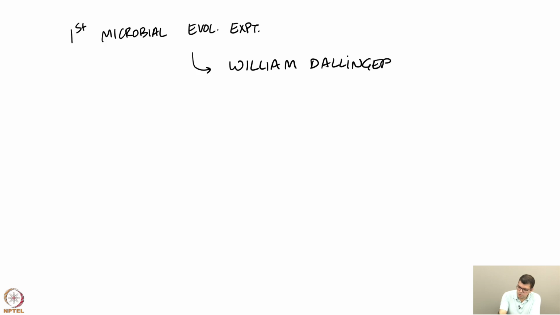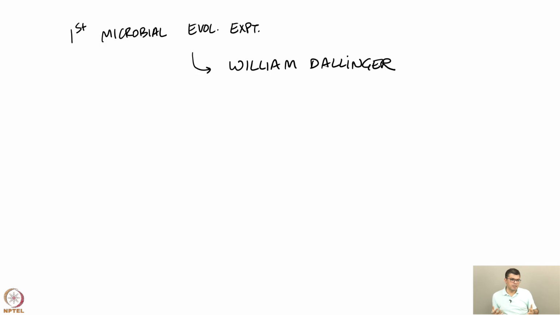And the question that Dallinger was interested in was, suppose you have bacteria that can grow up to certain temperatures but not beyond that. Can you evolve these bacteria so that they acquire the ability of growing at higher temperatures? Over the 7 to 8 years that this experiment lasted, Dallinger began by growing the bacteria at very low temperatures, of the order of 20-25 degrees Celsius, and gradually raised the temperature of the media in which these bacteria were growing, and was able to reach temperatures of the order of 70 degrees Celsius.